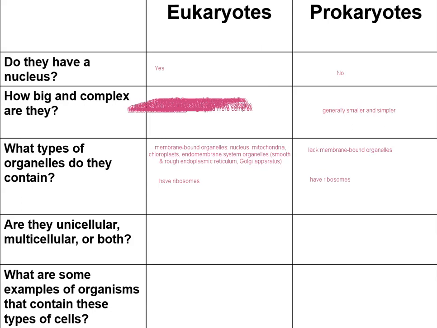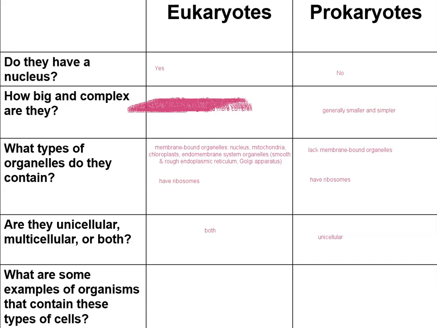Are eukaryotes unicellular, multicellular, or both? Well, that's a tricky one. There are both types. And we'll get to the examples in the last box there. Prokaryotes, on the other hand, are only unicellular, single-celled. So what are some examples of organisms that contain eukaryotic cells? Which groups of organisms are eukaryotes?